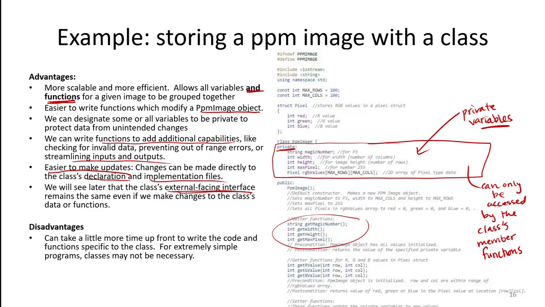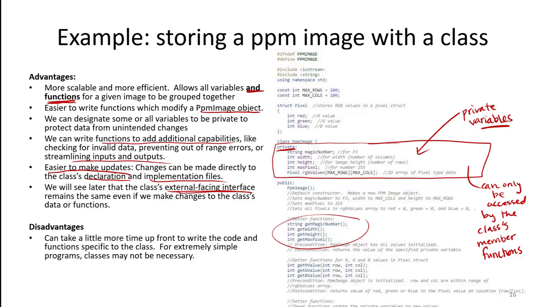So even if we change the class's data or functions and all the code hidden within the class, the external facing part of our class that the rest of the program sees remains consistent. And so it makes it a lot easier to make changes and updates as we go through the programming process.